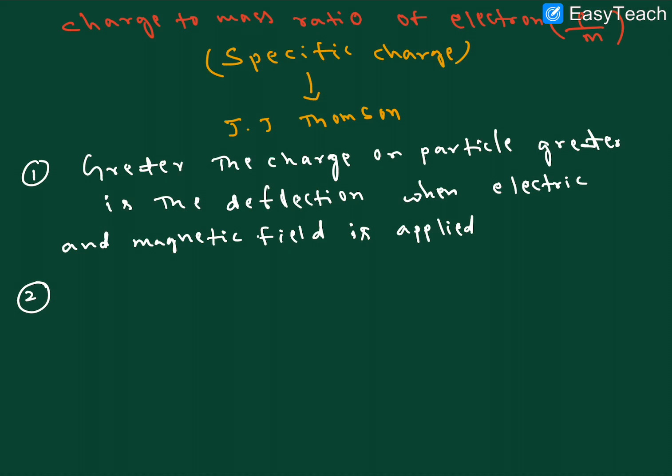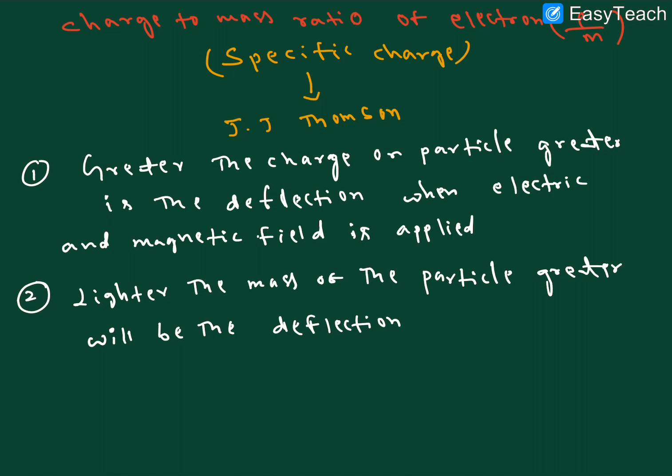Next, point number 2: the lighter the mass of the particle, the greater will be the deflection. The mass is less, so more deflection, right? This is the point: the lighter the mass of the particle, the greater the deflection. Mass is less, the deflection is more. And this is the second point.